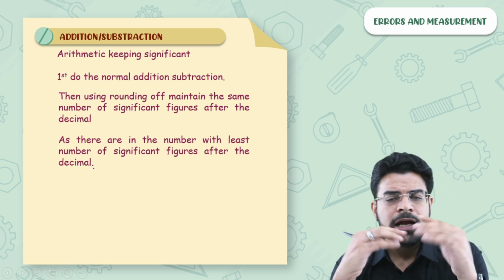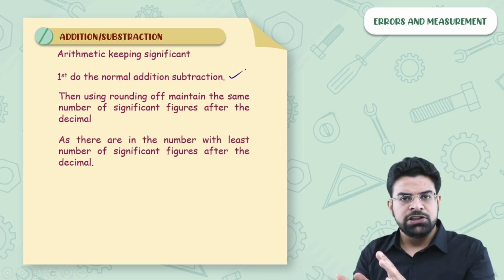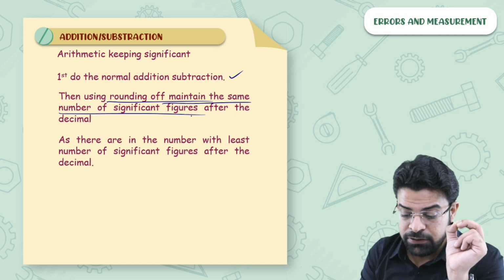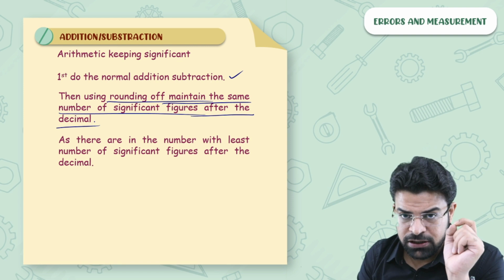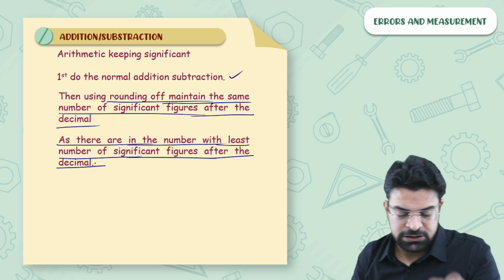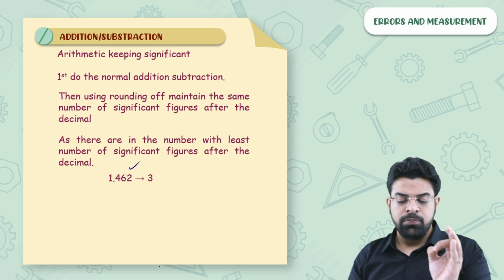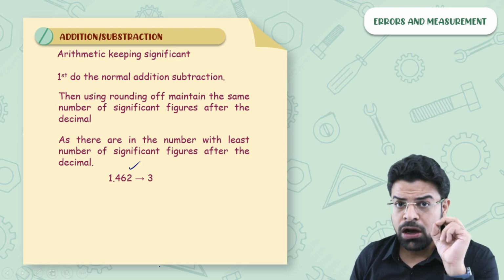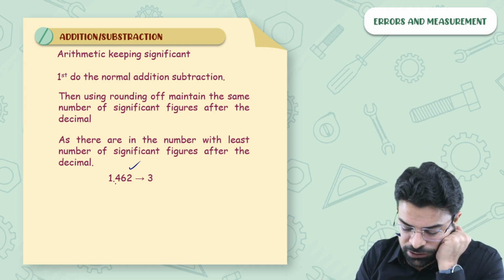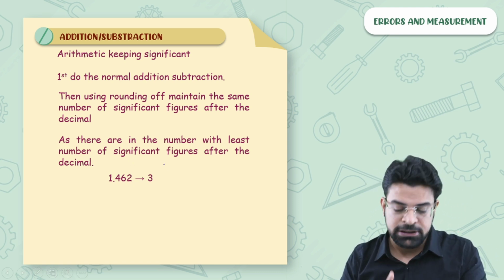So when you are doing addition or subtraction keeping significant figures in mind, step 1, first do your normal addition or subtraction. Then using rounding off, maintain the same number of significant figures in the answer after the decimal as there are in the number with the least number of significant figures after the decimal. Haven't understood, sir? See the example. If I ask you of the number 1.462, how many significant figures does this number have after the decimal? We will say, sir, after the decimal 462, okay, 3. It has 3 significant figures after the decimal.